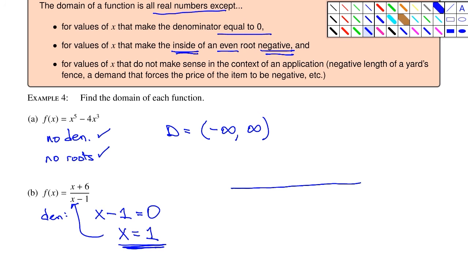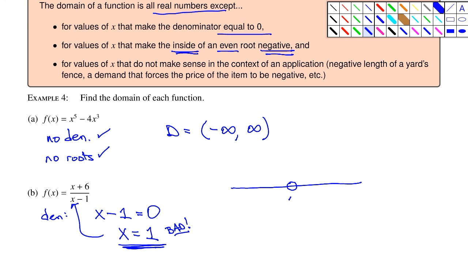Now let me show you a little trick for representing the domain. The domain is basically an x-axis. So we're going to represent it with a number line. And we need to exclude this number here of x equals 1.